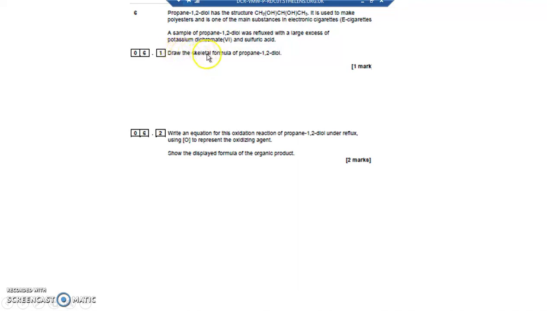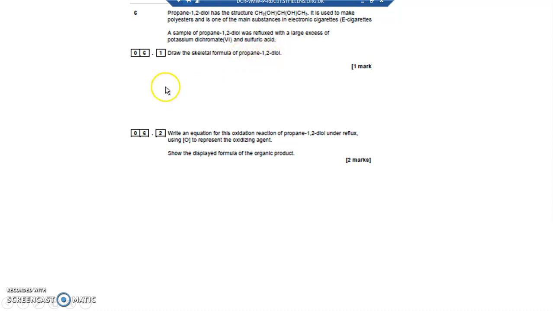Question number 6, draw the skeletal formula. So you've got to draw the carbons in a line and not bother drawing the hydrogens at all. So you leave the hydrogens off from it. Draw the skeletal formula of propane. So that's 3 carbons, and you put them in little kink shapes and a little zigzag shape.